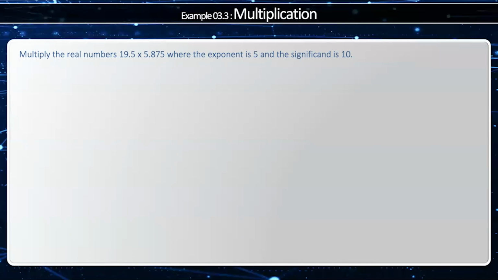I want to multiply 19.5 times 5.875, where my exponent is 5 and my significand is 10. And once again, this is the standard 16-bit floating point number. We could do this with an arbitrary number of bits, but we're going to stick with 16-bit floating point numbers for now, because it's big enough that we can demonstrate these principles, but not so big that the math becomes too difficult. Okay, so we have 19.5 base 10 and 5.875 base 10.